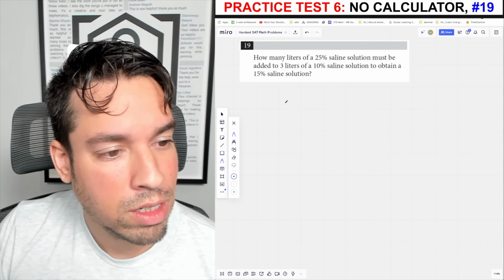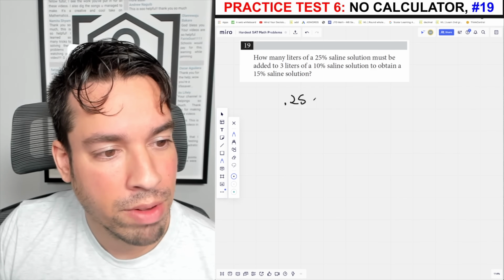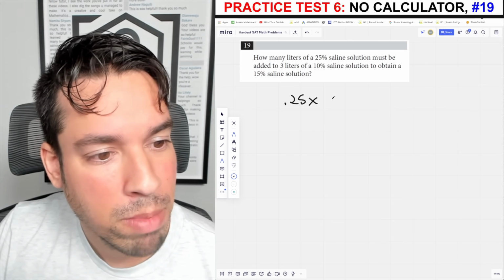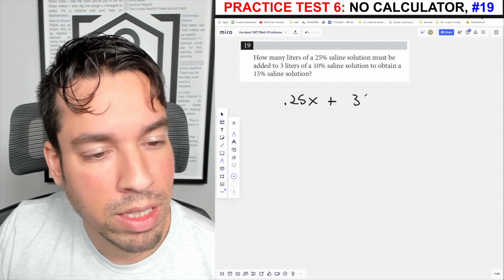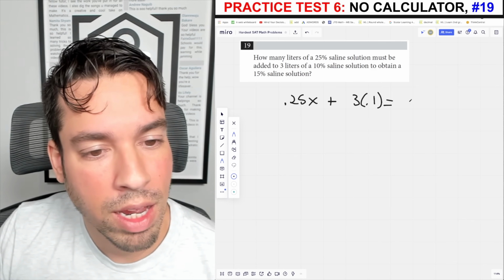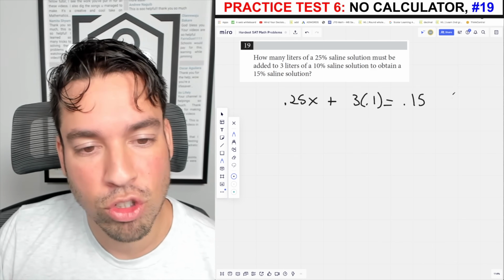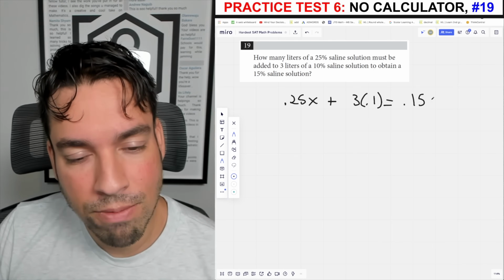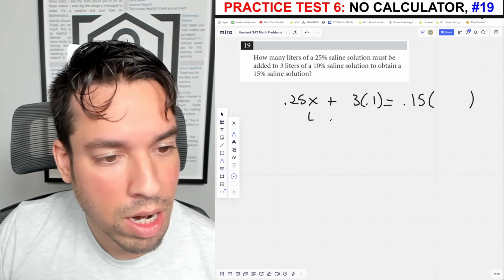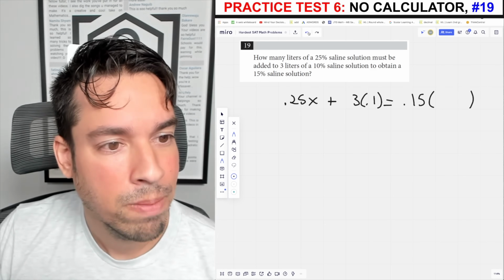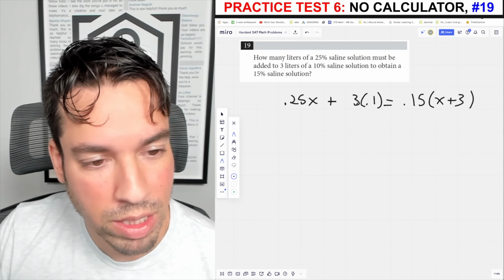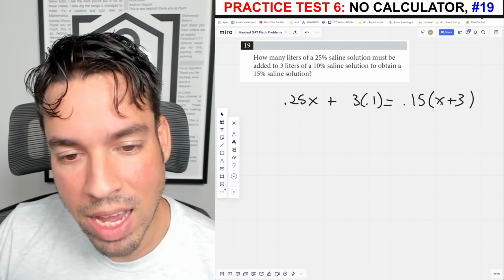So the question is, how much of a 25% solution, again, that's the how much, must be added to 3 liters of a 10% solution to obtain a 15% solution. But here's the kicker. We don't just want to say 0.15. We want to say 15% of whatever the total volume is, and that is x plus 3, because we got x liters of this and 3 liters of this. So we want 15% of x plus 3.